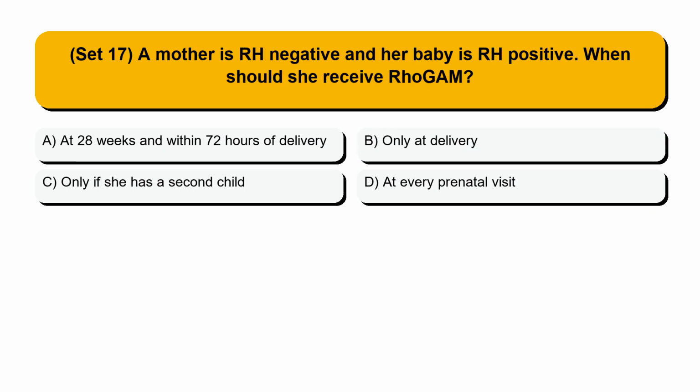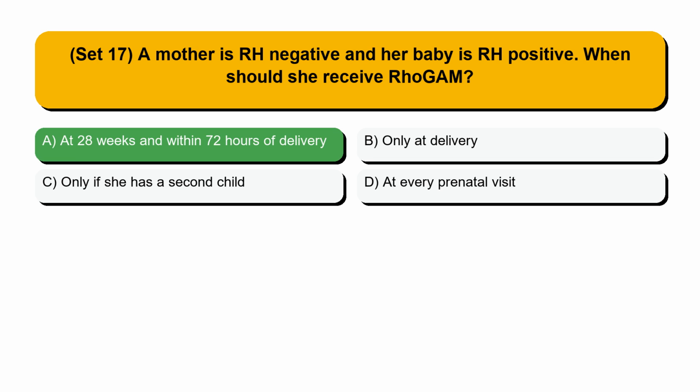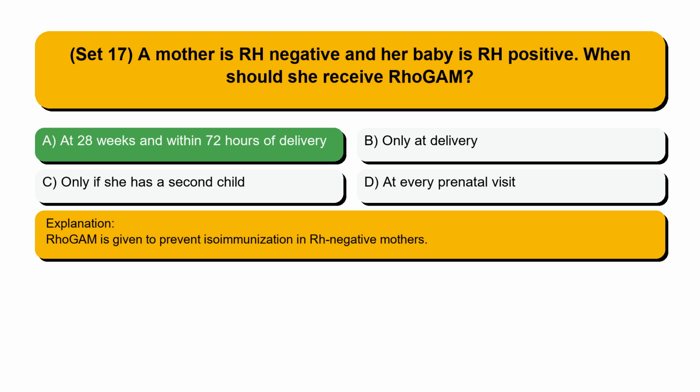Question 17. Set 17. A mother is Rh negative and her baby is Rh positive. When should she receive RhoGAM? Option A, at 28 weeks and within 72 hours of delivery. Option B, only at delivery. Option C, only if she has a second child. Option D, at every prenatal visit. The correct answer is option A, at 28 weeks and within 72 hours of delivery. RhoGAM is given to prevent isoimmunization in Rh-negative mothers.